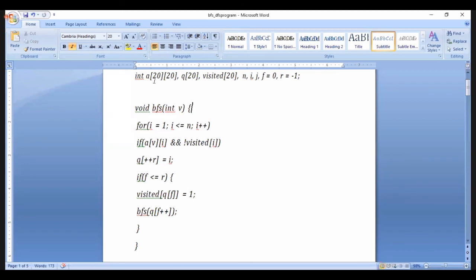My I will be 1, 2, 3, 4, 5. Like that I will check. Why? Because I don't know, 1 is connected to 2, 3, 4, 5, 6.